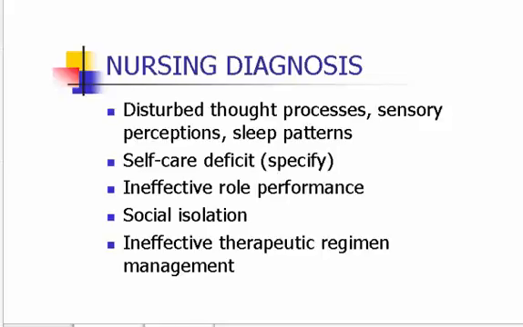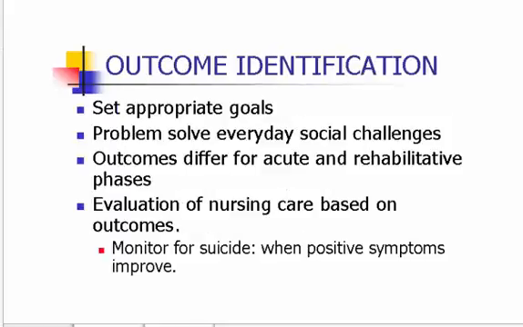But once symptoms are brought under control, the concerns for loss of function, social isolation, and role performance could be addressed in a rehab plan of care. The priority will always be the physical needs of the patient. Outcome identification. A good goal in providing rehabilitative services to patients is to help them problem solve in everyday social challenges. Suicide is more likely to occur when improvement is noted.